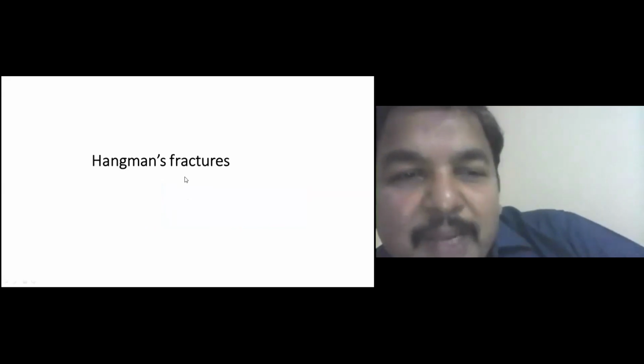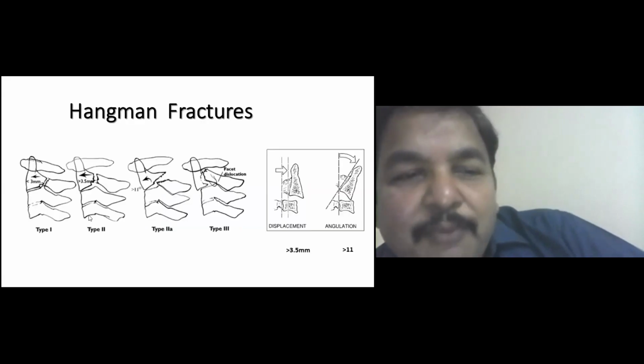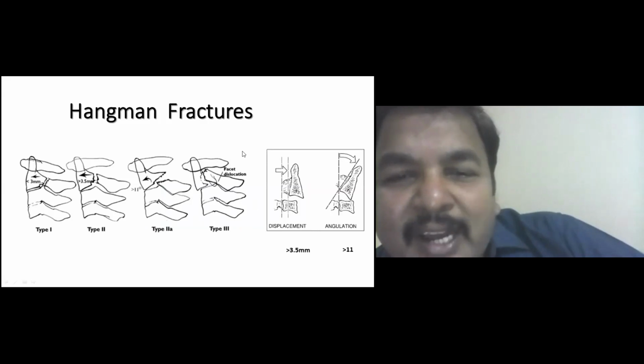Coming to hangman fractures, very important fractures. So you have type 1, type 2, and type 2A, and type 3. Type 3 are highly unstable. Type 2 is intermediate stable, and type 1 are stable. These can be managed conservatively.